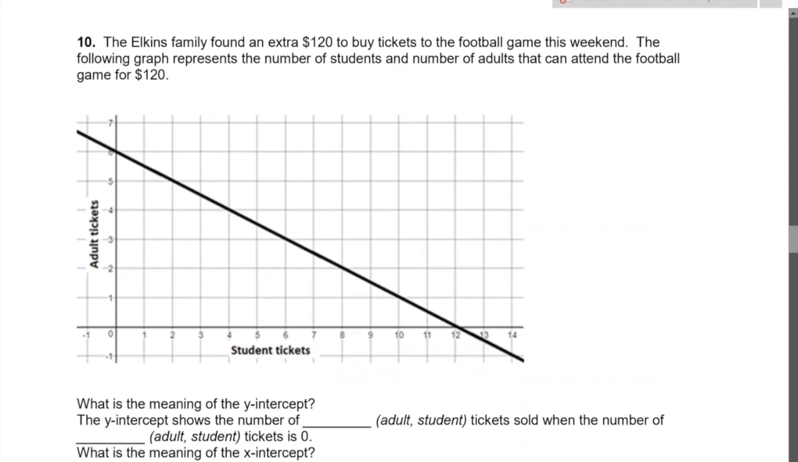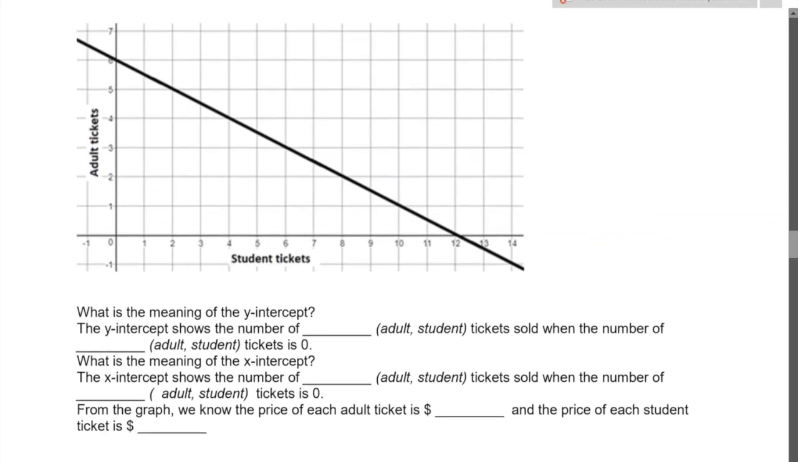Okay, the next one. The Elkins family found an extra $120 to buy tickets to the football game this weekend. The following graph represents the number of students and number of adults that can attend the football game for $120. So, what is the meaning of the y-intercept? All this is a plug-in. So the y-intercept shows the number of blank. So you have a 50-50 shot. Is it the adult tickets or the student tickets?